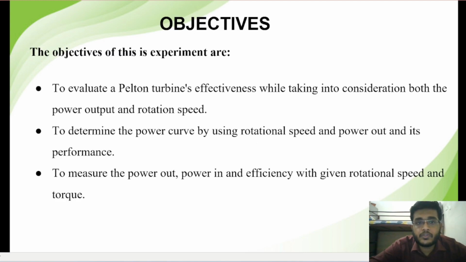The objectives of our experiment are: firstly, to evaluate a Pelton turbine's effectiveness while taking into consideration both the power output and rotation speed. Second, to determine the power curve by using rotational speed and power output and its performance. Third, to measure the power out, power in and efficiency with given rotational speed and torque. So these are the three objectives, and we have proudly achieved them.